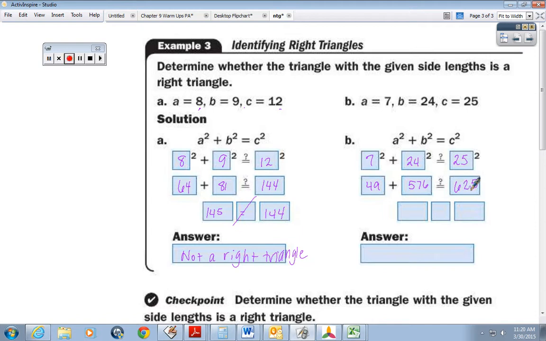625 equals 625? Yes. So then this would be yes, it is a right triangle. So the last two are the same thing. Check yourself. Plug it into the formula and it either balances or it doesn't.